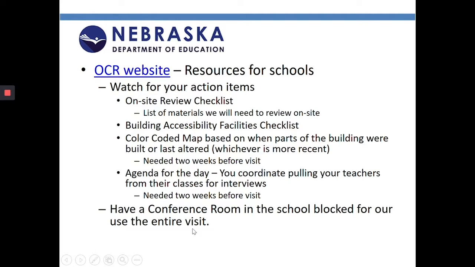This shows, again, the steps that we talked about, but also has different resources. The OCR website, which is housed on the NDE website under the Perkins Management piece, and there's a link to that as well, has all of the different resources that you'll need or need to be aware of, including the actual compliance manual, the checklists, sample interview questions, facilities checklists. The color-coded map comes into play for the actual on-site review, so what that would look like to allow us to find our way around the facility or the building. Same thing with the agenda.